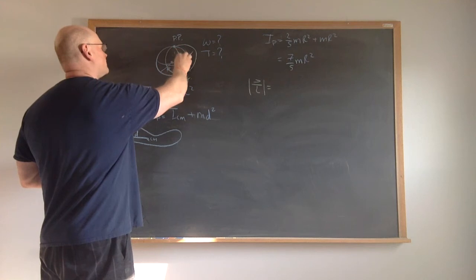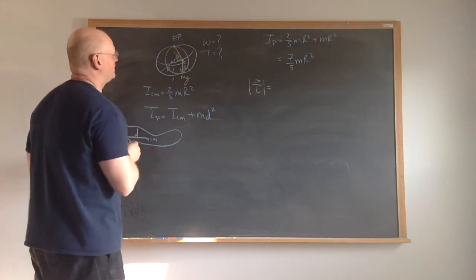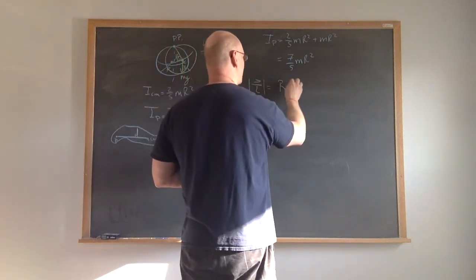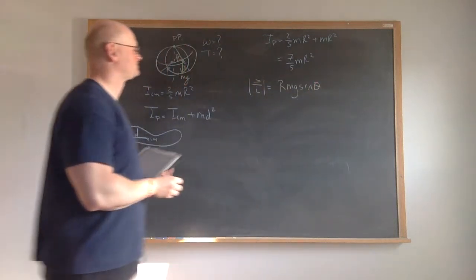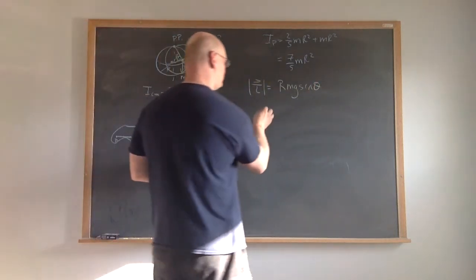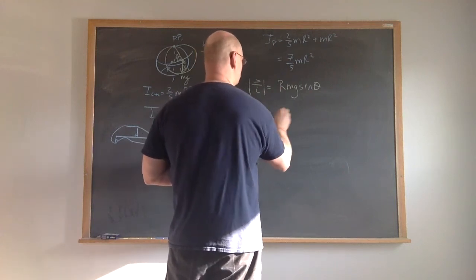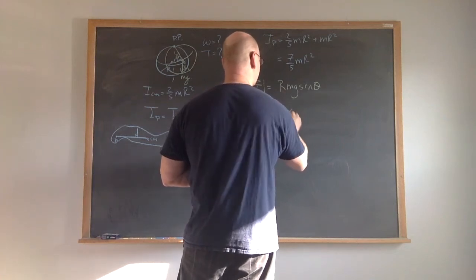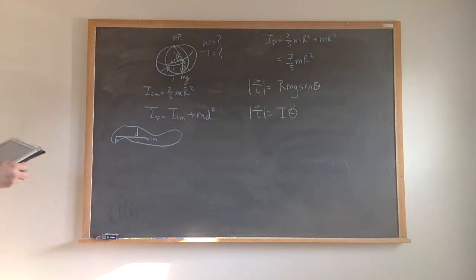So here we have the r vector, which points in this direction, which means this is the angle between the r vector and the force, where our r vector is simply equal to the radius. So this is going to be the radius times the force, which is mg, times sine of the angle between the two. Newton's second law then says that the net torque magnitude must be equal to the moment of inertia times the angular acceleration, which is the second derivative of that angle.